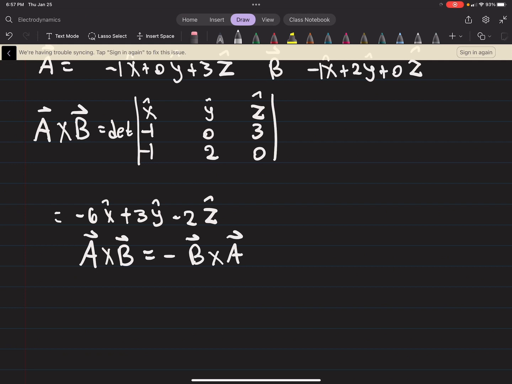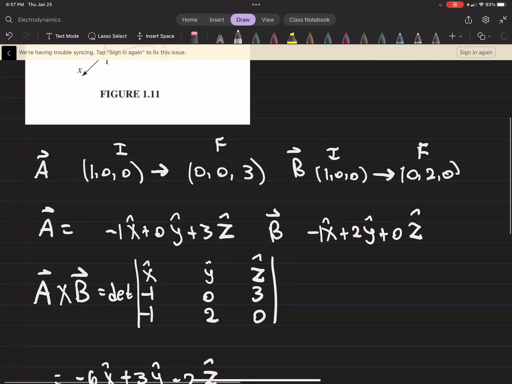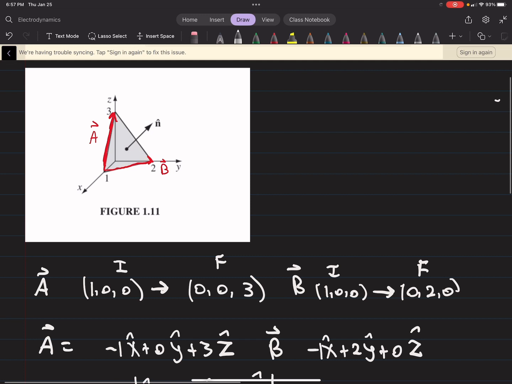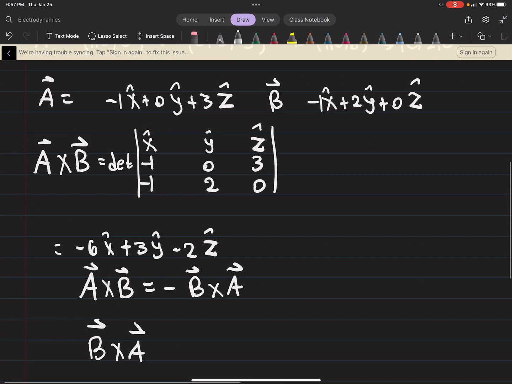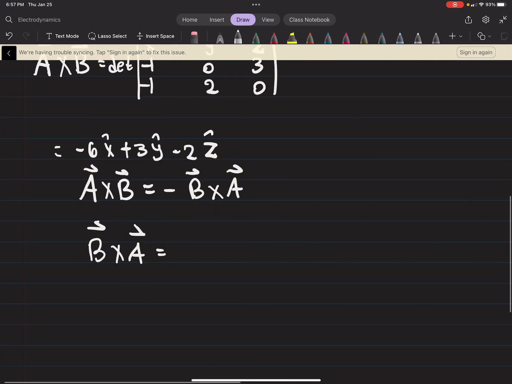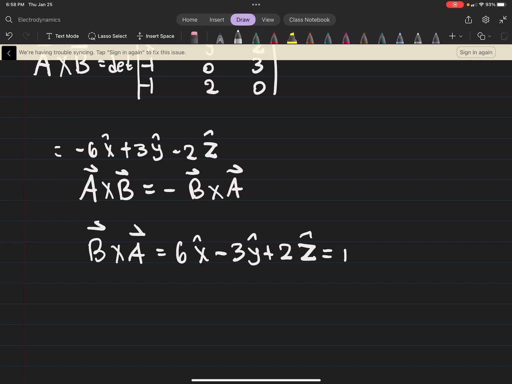If you want B cross A, and again, if you do the right hand rule, put your fingers along the vector B and curl them towards A, you should see that your thumb is pointing out of your screen. So that's what we actually wanted. All we have to do is distribute this negative sign. So that turns into 6 x hat minus 3 y hat plus 2 z hat. This would be your normal vector.